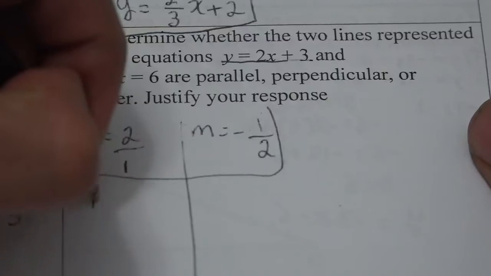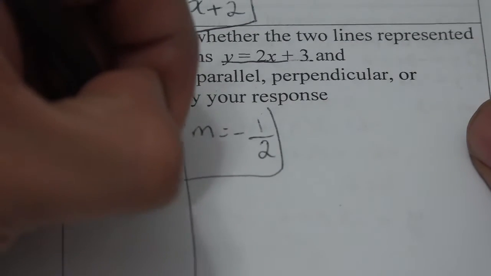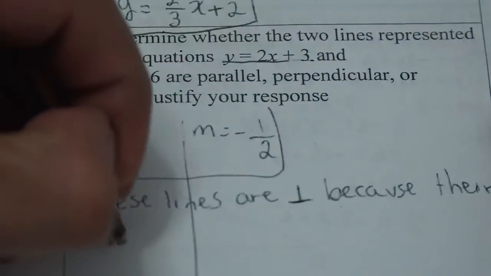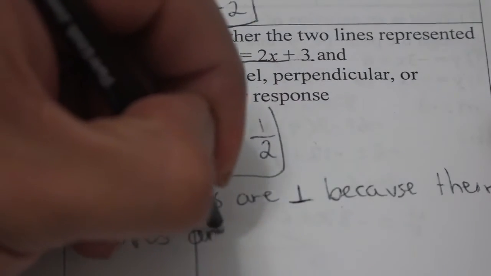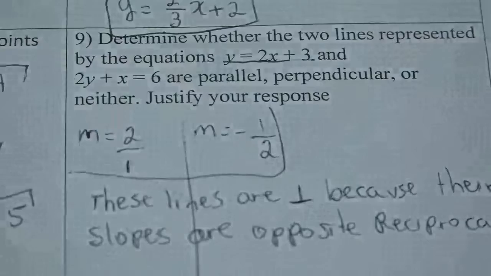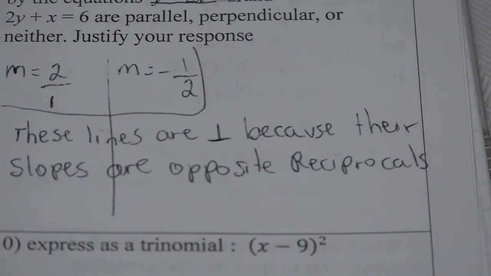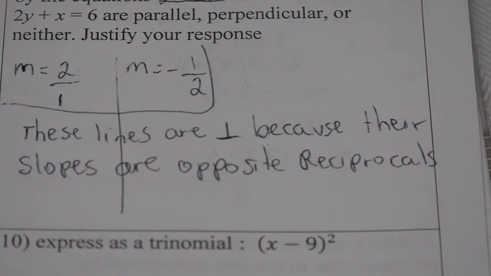So, these lines are perpendicular because their slopes are opposite reciprocals. That is why these lines are perpendicular, because their slopes are opposite reciprocals.